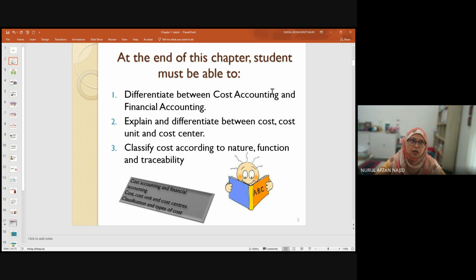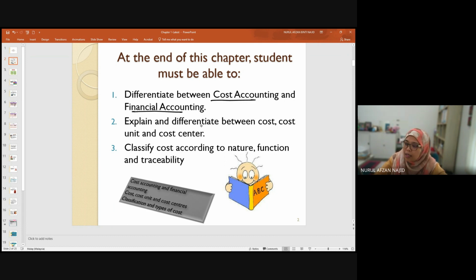So bila kita berbincang ataupun discuss on cost accounting, you kena imagine that you are in a production industry, manufacturing industry. Manufacturing bermaksud daripada raw material you akan proses menjadi finished good. So daripada raw material kepada finished good. So nanti kita akan tengoklah perbezaan antara kedua-dua term ini.